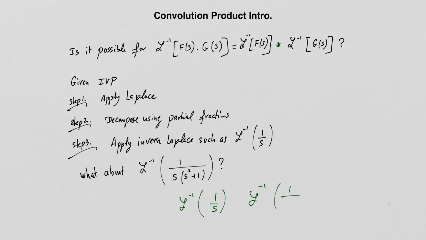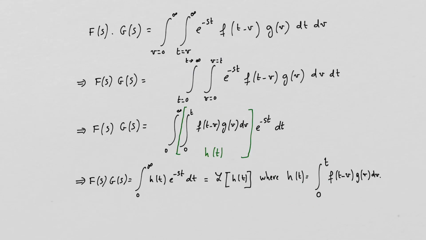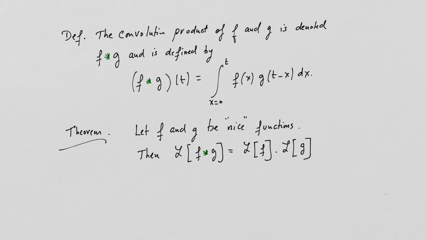And the answer is yes, so long as this product is not the typical product, but it is the convolution product, which is defined by this. Okay? So the convolution product of f and g is denoted f star g, and it is defined exactly this way. So if you want to know what this product is, it is this, okay?